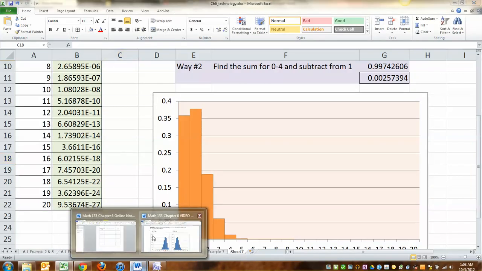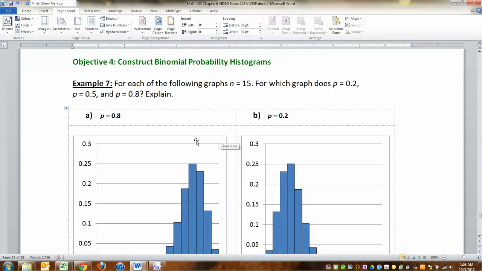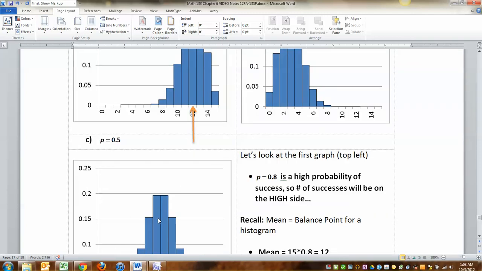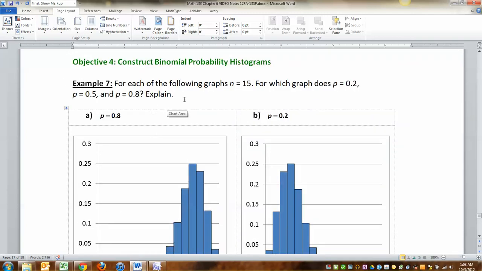All right, so let me go back here and let's look at this. These are histograms that are pre-drawn for you, and your job is to figure out which one is the 0.8, which one's the 0.2, and which one has the probability of success of 0.5.